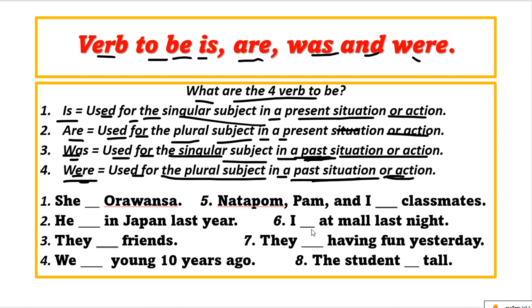Next, number 5, Natapom, Pam, and I, blank, classmates. What do you think the answer is? We have 3 subjects here, including me, so we can convert this to the pronoun we. We are classmates. Number 6, I, blank, at the mall last night. I was at the mall last night. This is an exception to the rule, so we can use was with I.